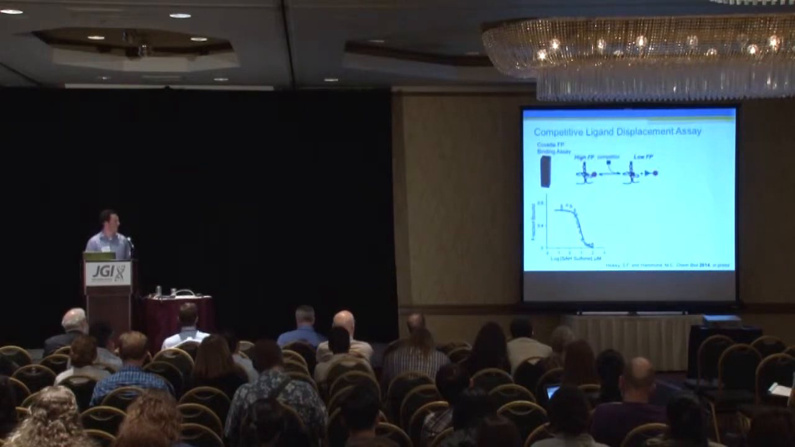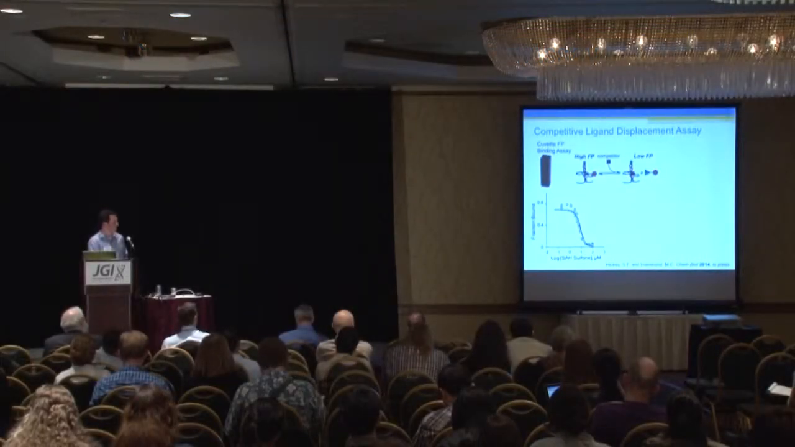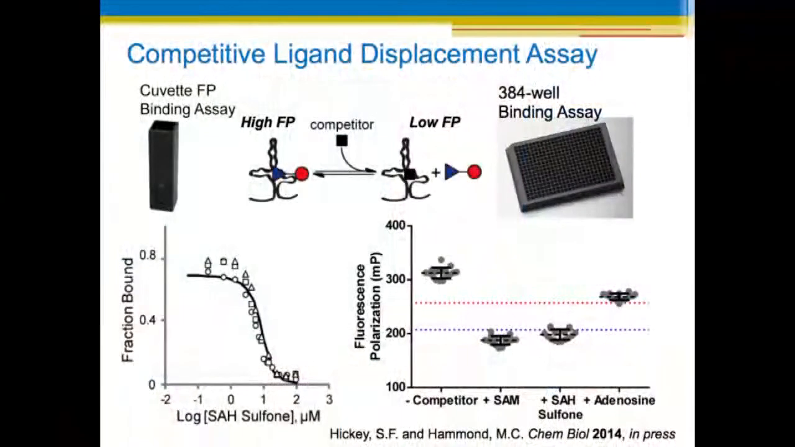And we've also used this compound to develop a competitive ligand displacement assay. Now we're starting with a high fluorescence polarization signal, and then if we add in a competitor that's known to target this riboswitch, in this case the SH sulfone, which is just a SAM analog, we see a switch from high FP state down to low FP state, which represents the ligand being displaced from the binding pocket. This was done in low throughput format at first, but we've recently translated this into a 384-well high throughput format.